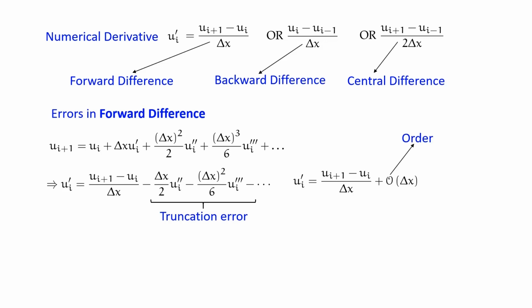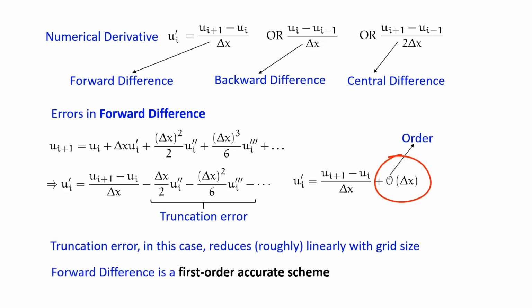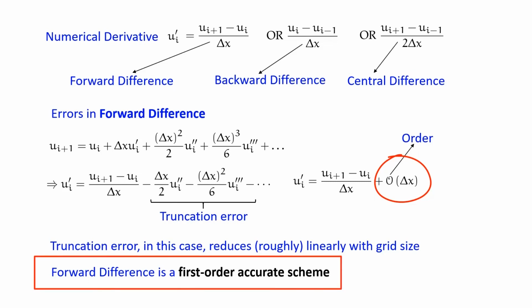So we write it as big O within bracket delta x. This big O is called order. So we call that the order of truncation error is delta x. That means this forward difference is a first order accurate scheme. If the order of truncation error is delta x square, then we call it the second order. If it is delta x cube, we call it the third order. That is how we specify the accuracy of a scheme.